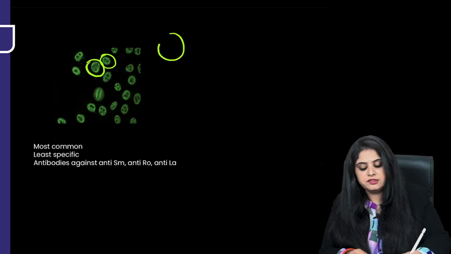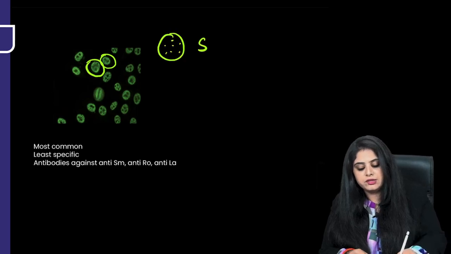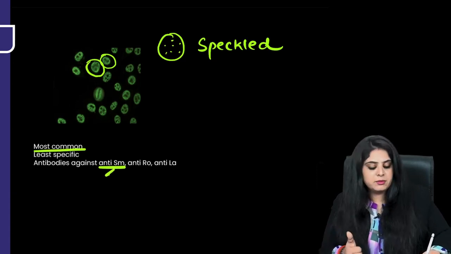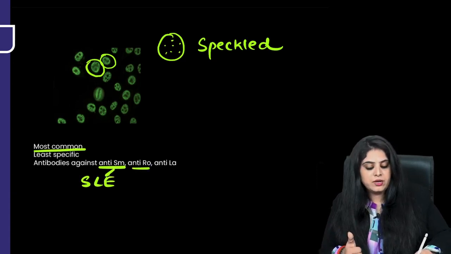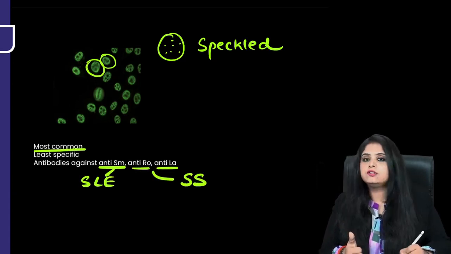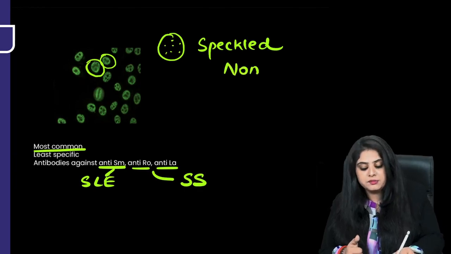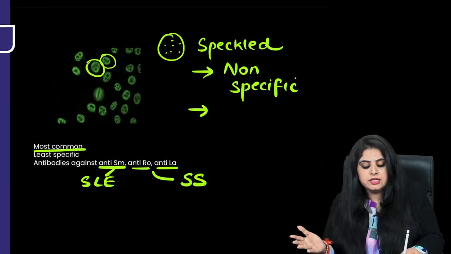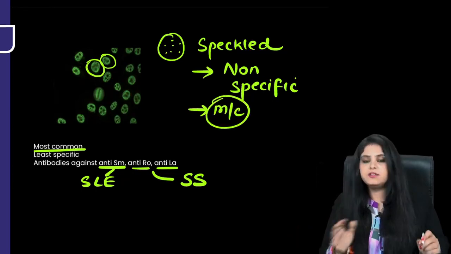HAPPENS S means speckled. Everywhere you're going to see dots. This dot dot dot is known as speckled, and speckled is going to be in the subsets. This is the most common. You can see it in anti-Smith antibody, meaning you see it in SLE. Anti-Ro and anti-La means you see it in Sjogren syndrome. This is a totally non-specific pattern. Non-specific means it's seen in every autoimmune disorder. This is the most common one found in every autoimmune disorder.